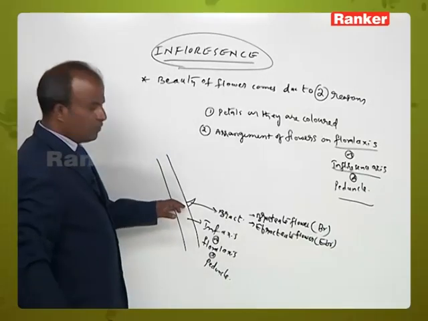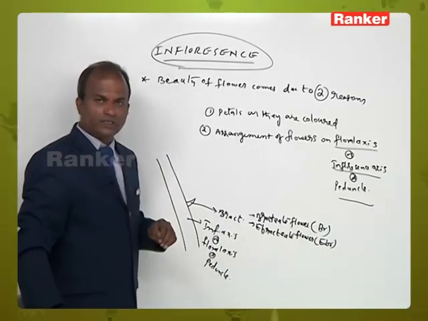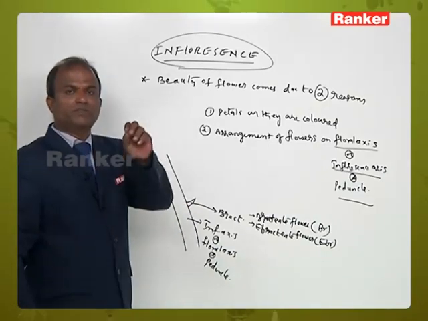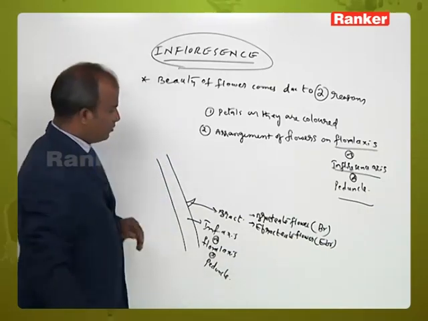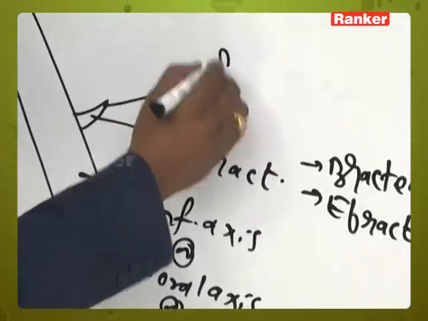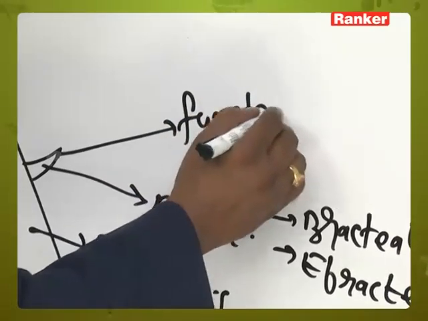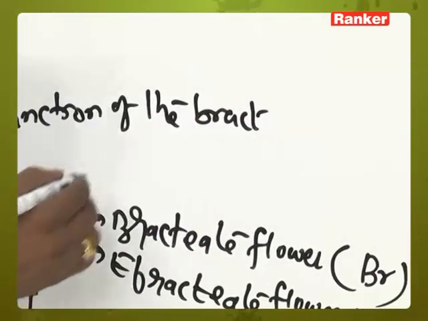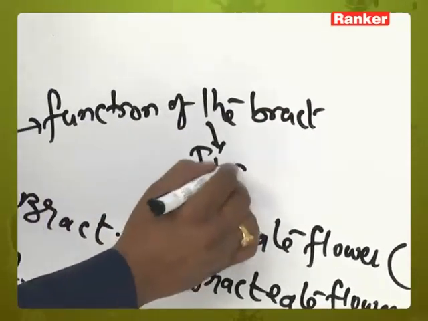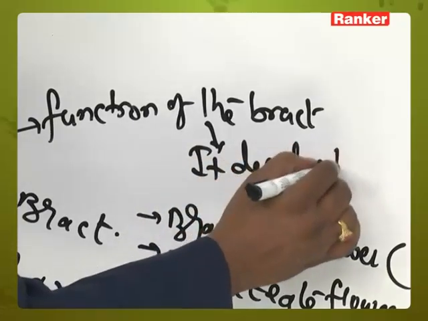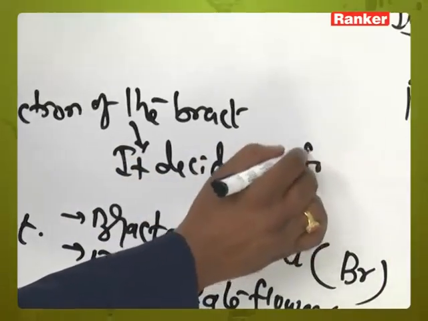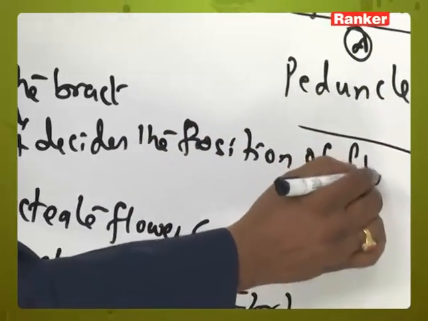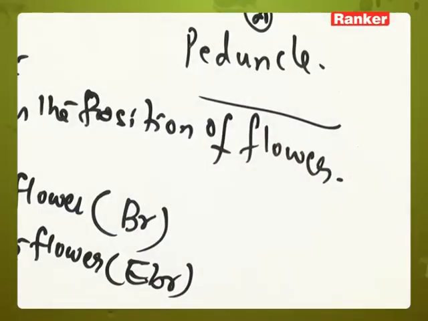That means, what is the original function of the bract? The original function of the bract, it decides the position of a flower. It decides which position? It decides the position of which one?